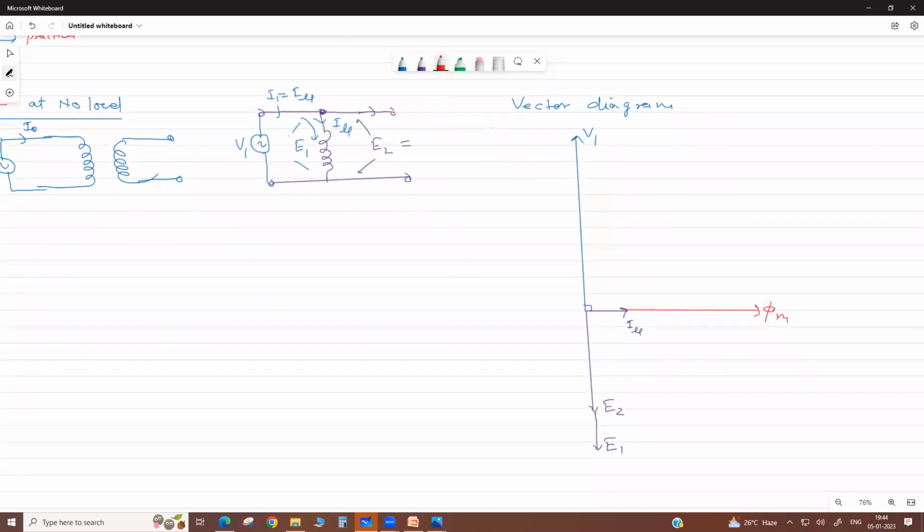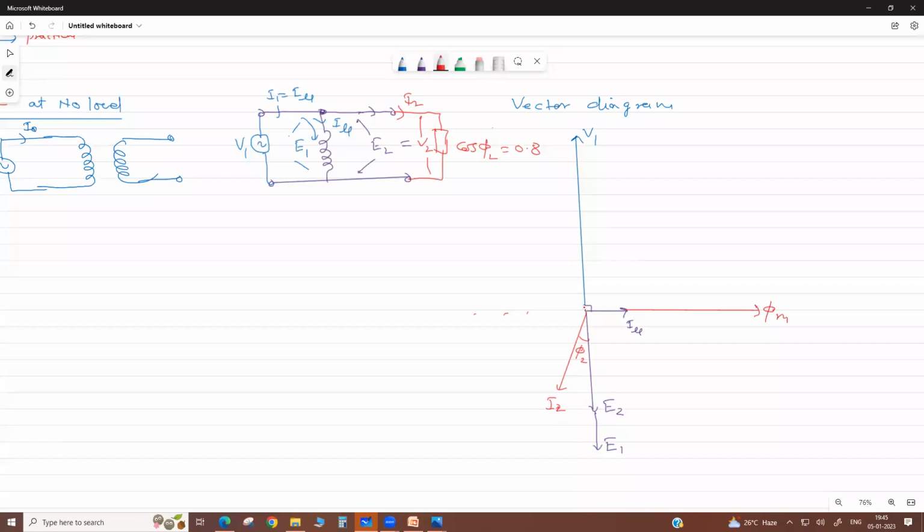Okay, when we put a load here, so here it is V2. Now see, there is an I2 load current, at an angle phi2. I am drawing the load current here. Suppose it is a 0.8 lagging power factor. It means this angle will be phi2. This is your I2.